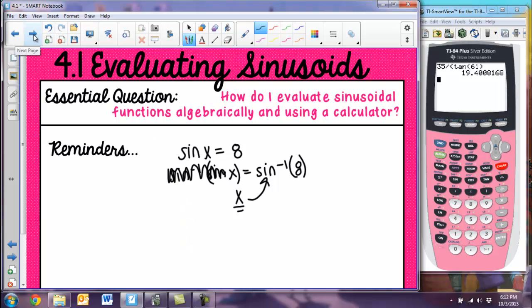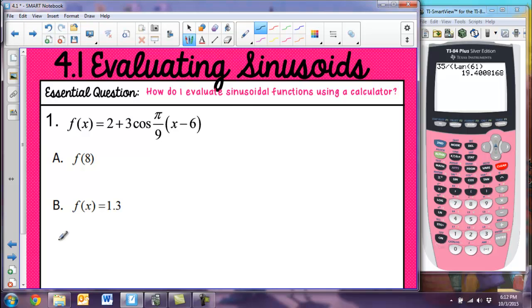So let's look at some of our sinusoidal equations. This is number 1. F of x equals 2 plus 3 cosine of pi over 9 times the quantity x minus 6. We've graphed this before. We named our a values, b values, c values, d values, and we used all of those to mark up our x and y axes. Now, though, we want to know what are specific values on this. Remember, f of x is the same thing as y. If I have a number in here, that means they gave me an x value. So I'm going to plug in an 8 wherever I see an x in my equation.